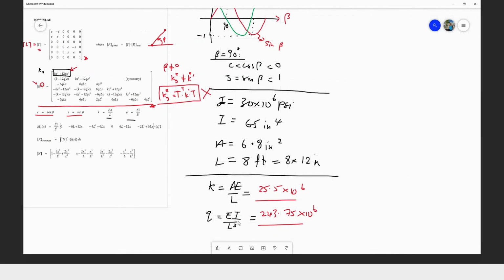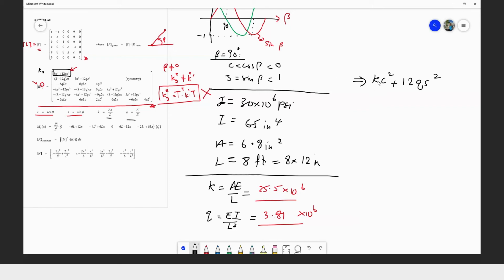Sir, yang Q saya tu saya tak perasan pula ada L kuasa 3. Berapa? 3.81 darab 10 kuasa 6. Okay. So terima kasih Aiman. So we try to calculate the first element dalam kita punya K matrix, which is given by KC square plus half QS square. So cuba dapatkan berapa nilai dia.